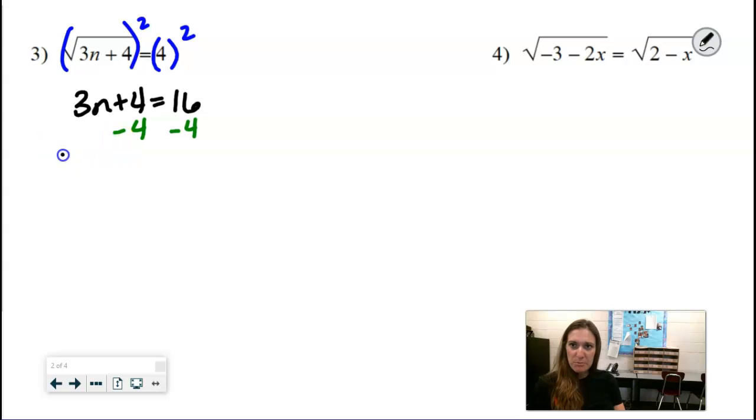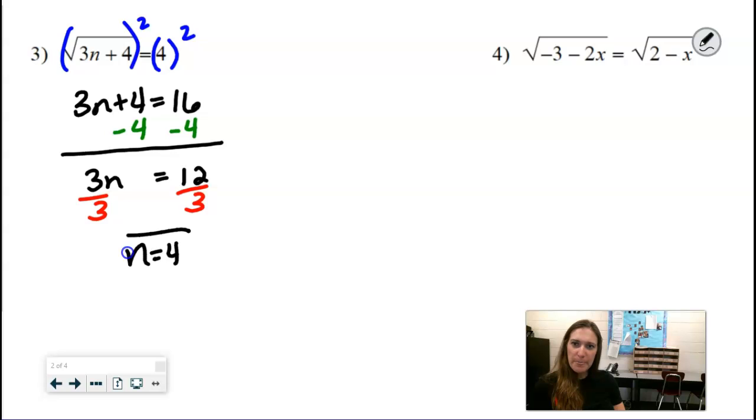Isn't math beautiful how it builds, and all of a sudden these problems that a few weeks ago were giving you a little trouble are no longer going to give you any trouble. 16 minus 4 is 12. And then finally, last step, divide both sides by 3. So we end up with a solution of n equals 4.